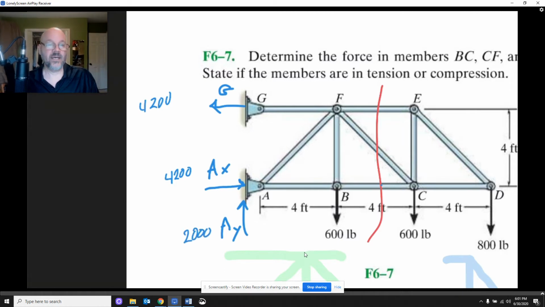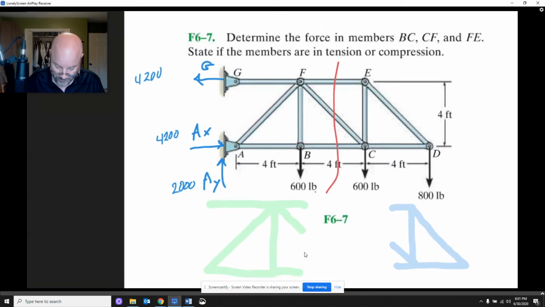Just like with the method of joints, we have to get those support reactions before we can go any further. Now we've got them, so I can get on with what I was going to try and say.